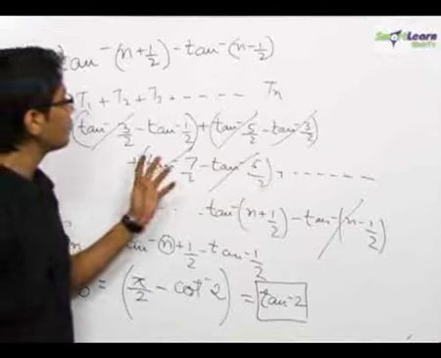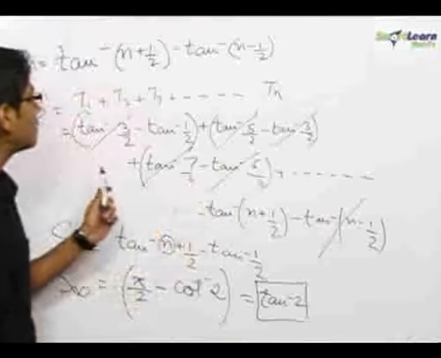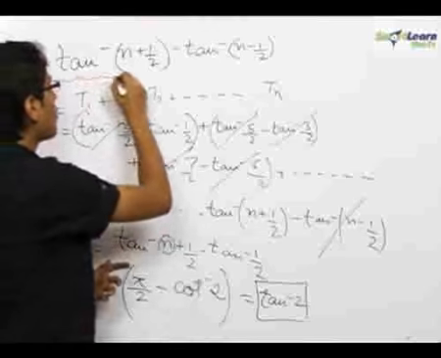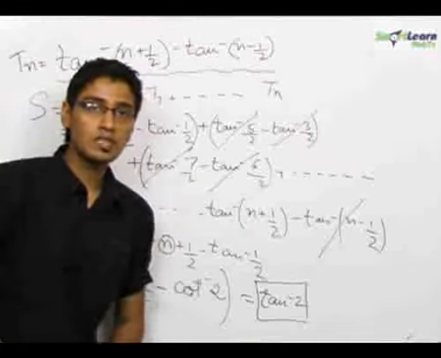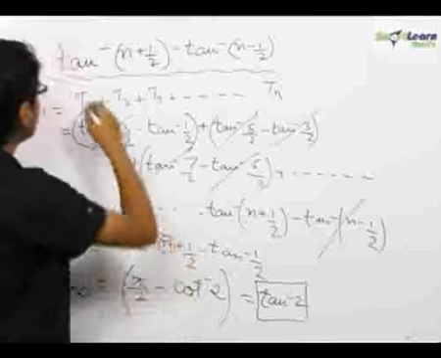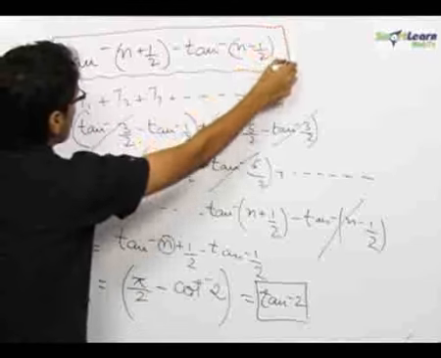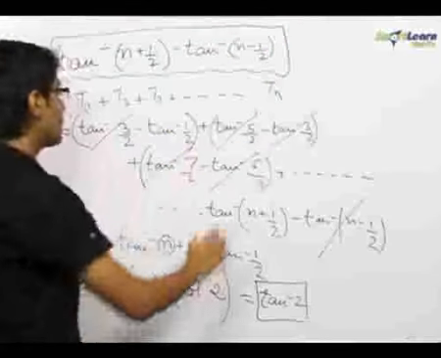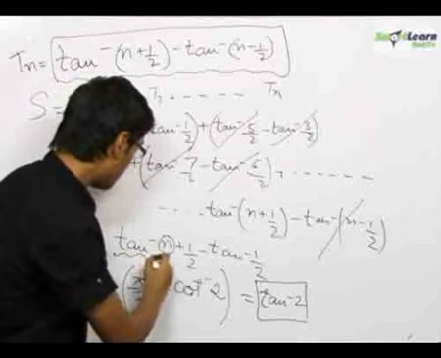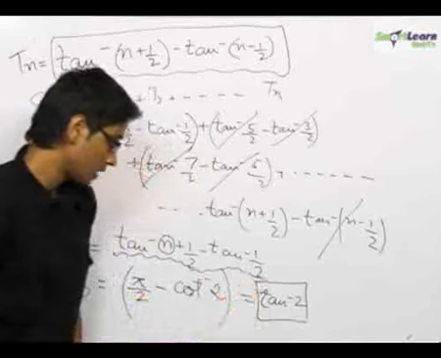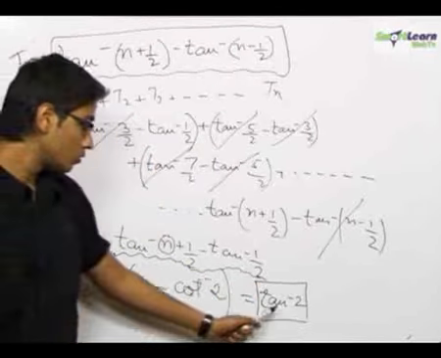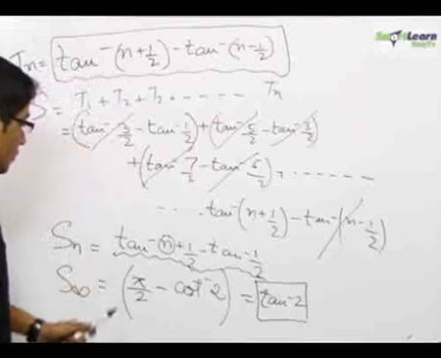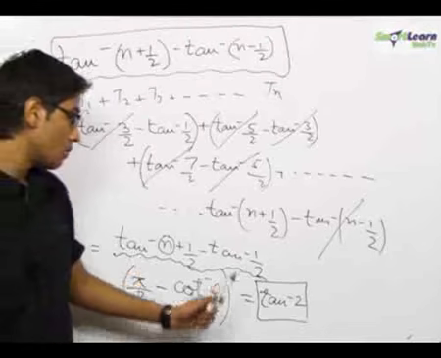So the basic concept which we used in this question was to create the nth term of the series in the form of tan inverse of a minus b upon 1 plus ab, so as to write it in the format of tan inverse a minus tan inverse b, so that the terms can get cancelled out and we can get a much simpler sum. Sum up to infinite terms is equal to tan inverse 2, and sum up to n terms of the series is tan inverse of n plus half minus tan inverse half.